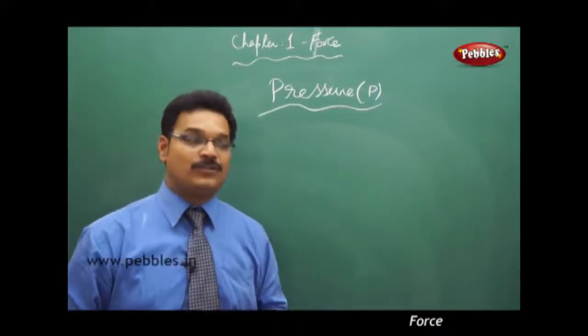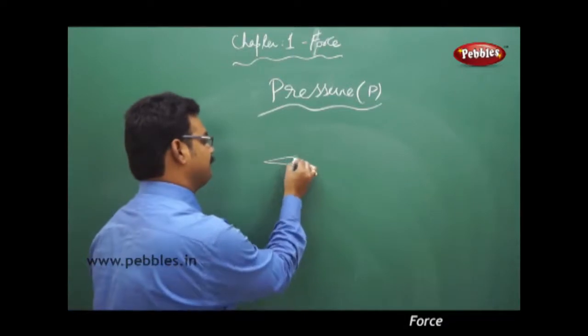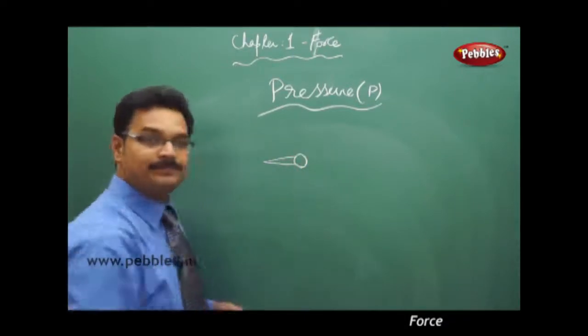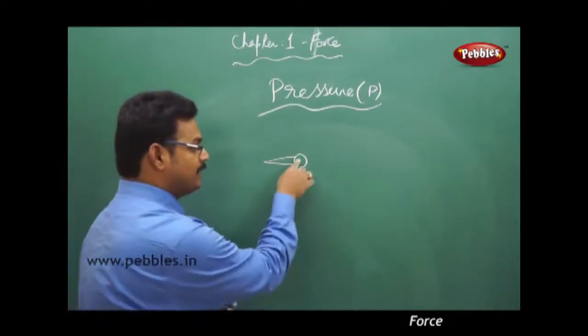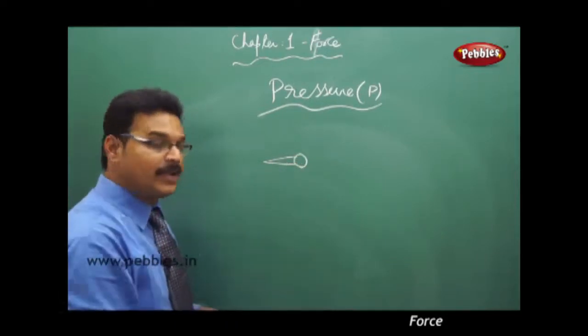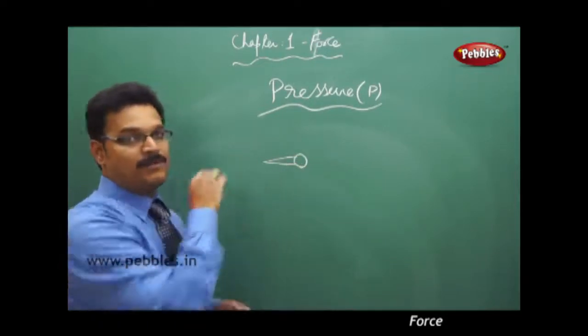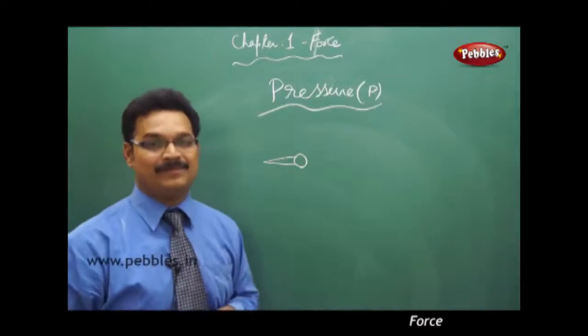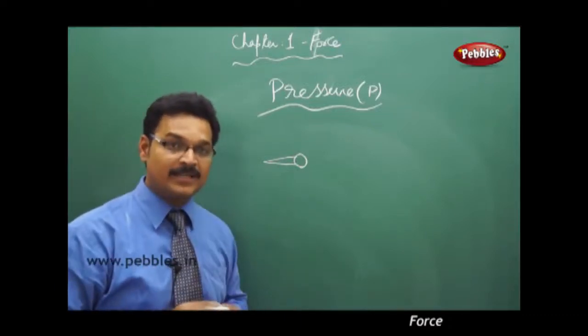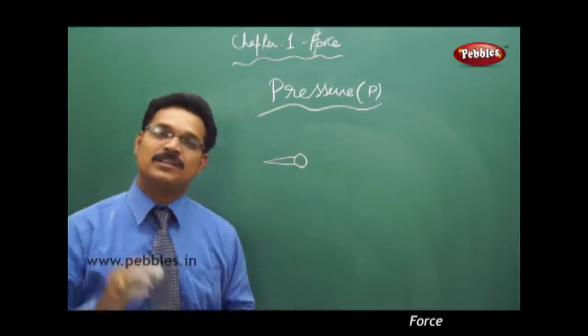If you see a drawing pin, the drawing pin head is wider and the tail is sharper. Why is it like that? Is there any concept behind it? Yes, in all these examples there is a concept behind that.